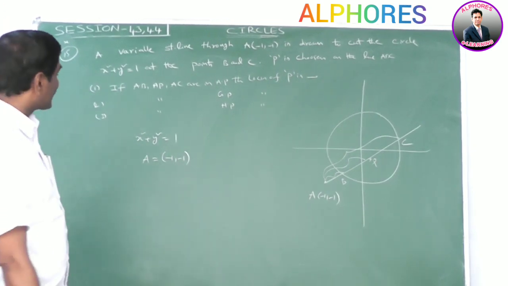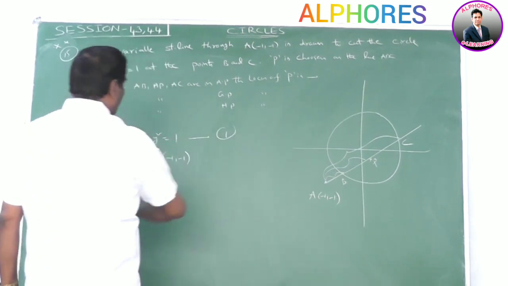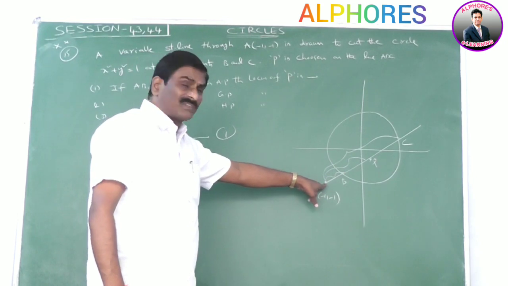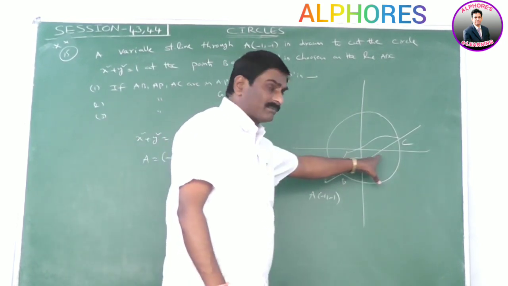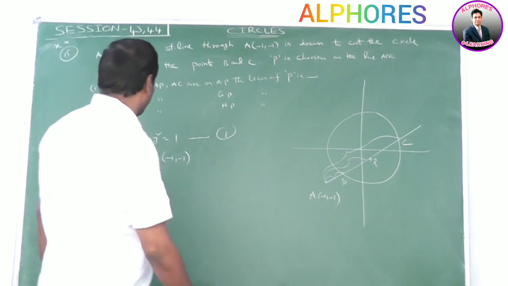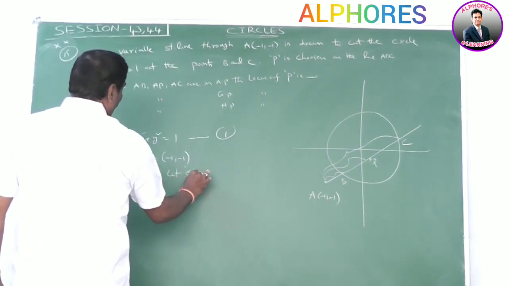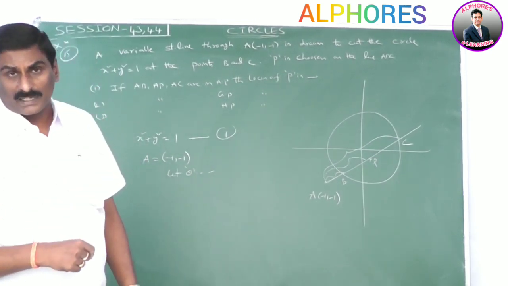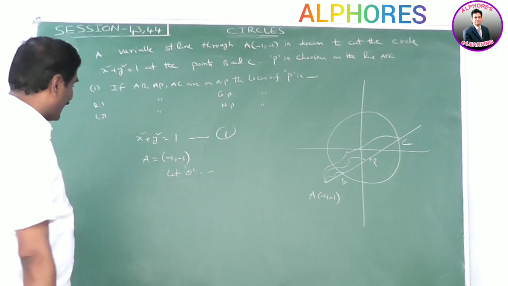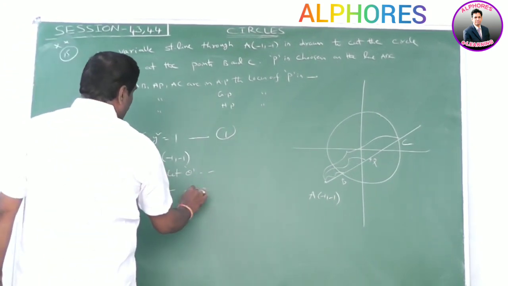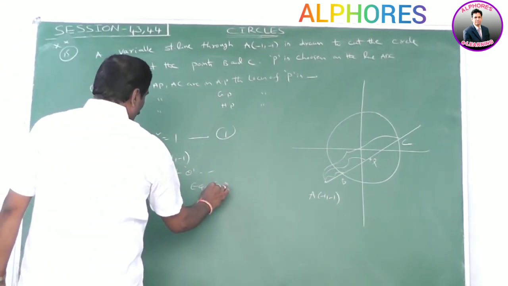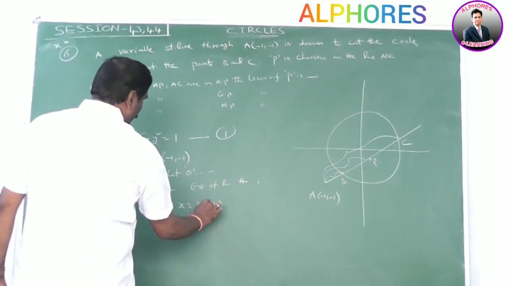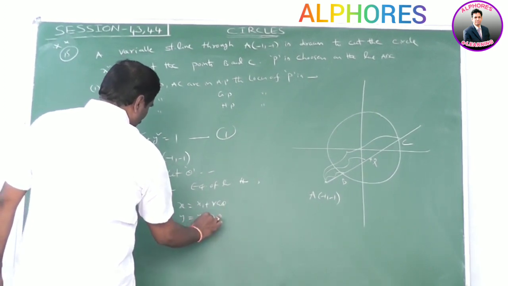In this case, the equation of the circle is x square plus y square is equal to 1. A is equal to (-1, -1). Let theta be the angle of inclination of the line ABC through A. Then the equation of the line through A in parametric form is x is equal to x1 plus r cos theta, y is equal to y1 plus r sin theta.